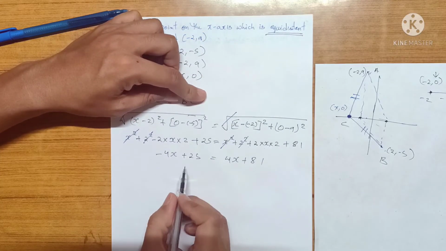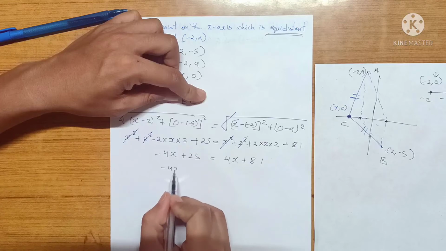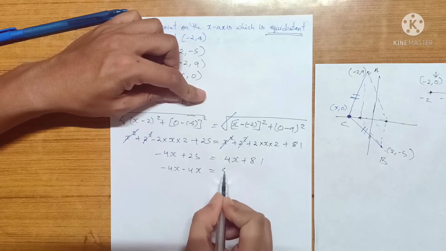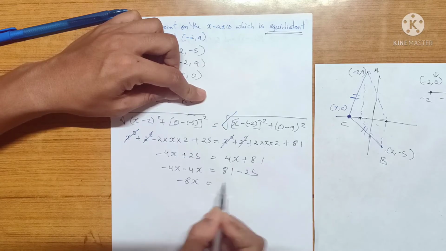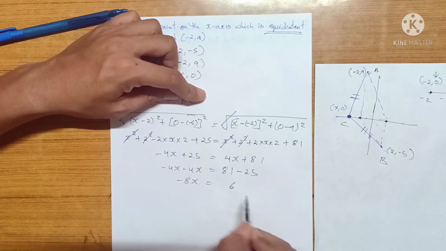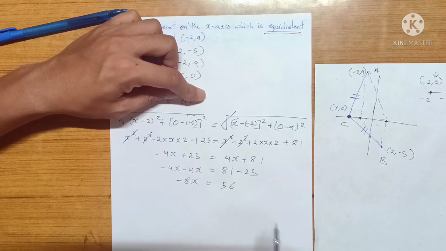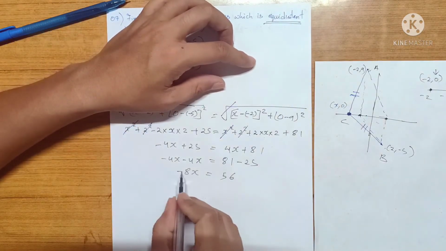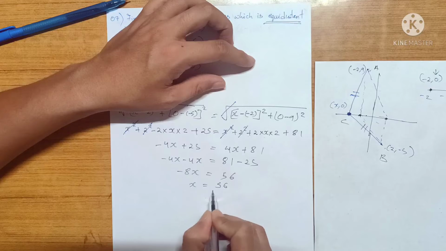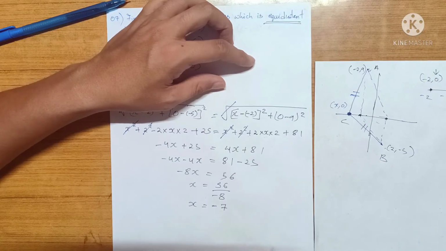So I can bring 4x this side and then 25 this side. So minus 8x equal to, if we subtract this, we'll get 56. 81 minus 25 is 56, right? And if I send the minus 8 this side, it will become 56 by minus 8, or x equal to, 8 7s are 56, so minus 7.